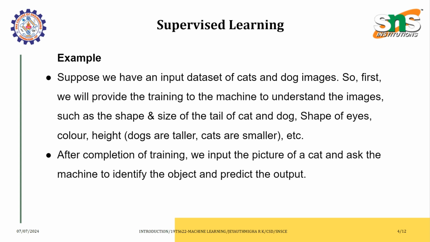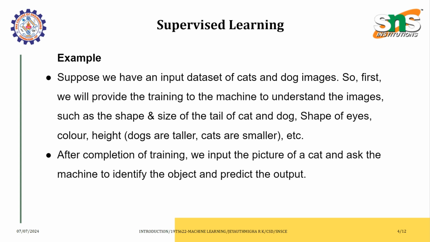Let us see this supervised learning with an example. Suppose we have an input dataset of cat and dog images. First, we provide the training to the machine to understand the images, such as the shape and size of the tail of dog and cat, shape of eyes, color, height, etc.